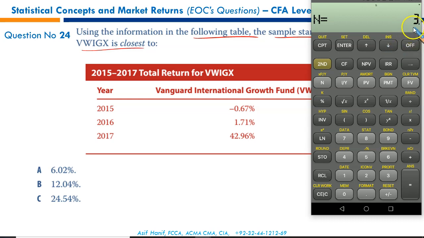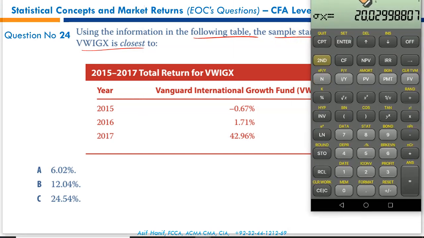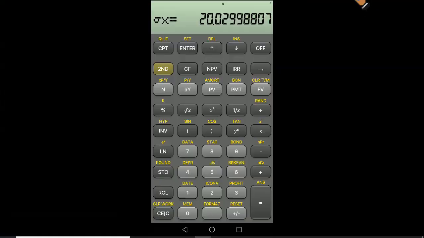It shows that you have entered 3 values. The mean of these values is 14.66, mean, average, and SX, that is the sample standard deviation, 24.53, or 24.54 rounded off. C is the result. And this is the standard deviation of population. Since it was required that you calculate the sample standard deviation, that is SX.